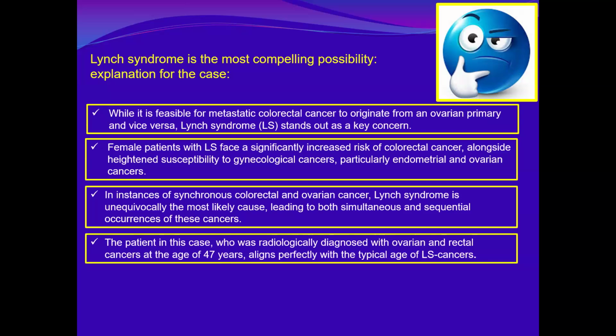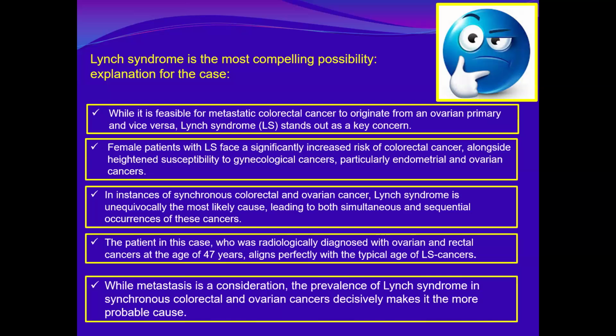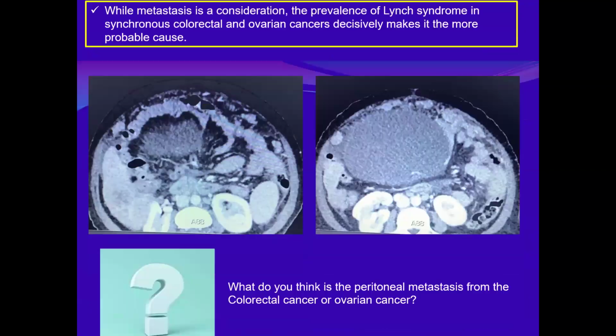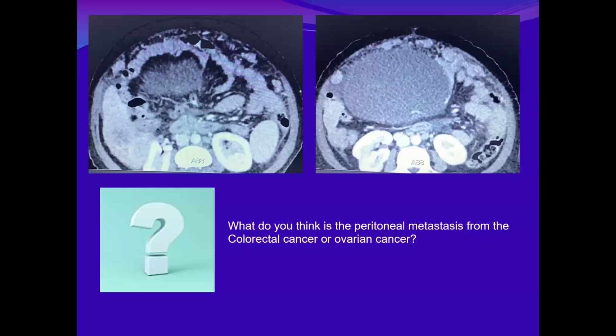The patient in this case, who was radiologically diagnosed with ovarian and rectal cancer at the age of 47 years, aligns perfectly with the typical age of Lynch syndrome associated cancers for both. And while metastasis is a consideration, the prevalence of Lynch syndrome in synchronous colorectal and ovarian cancer decisively makes it the more probable cause. Okay, so this is the same patient.